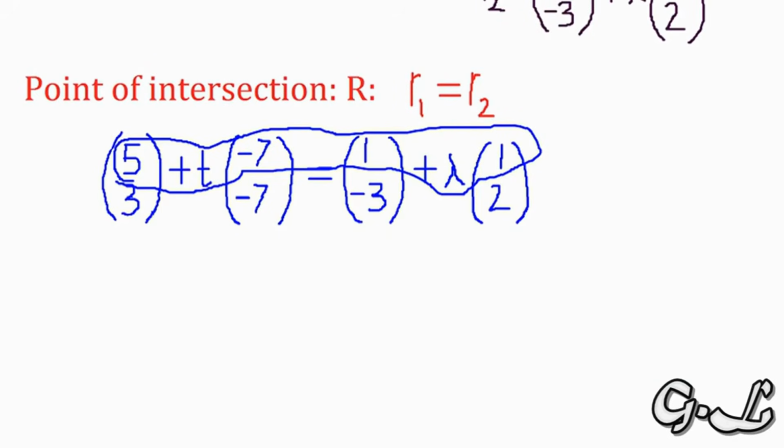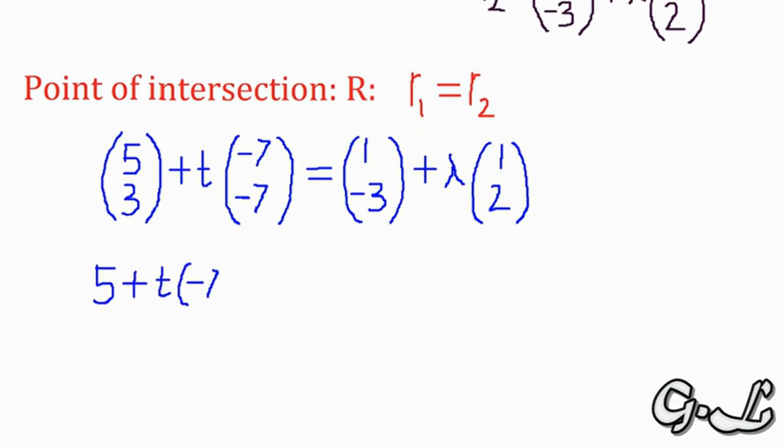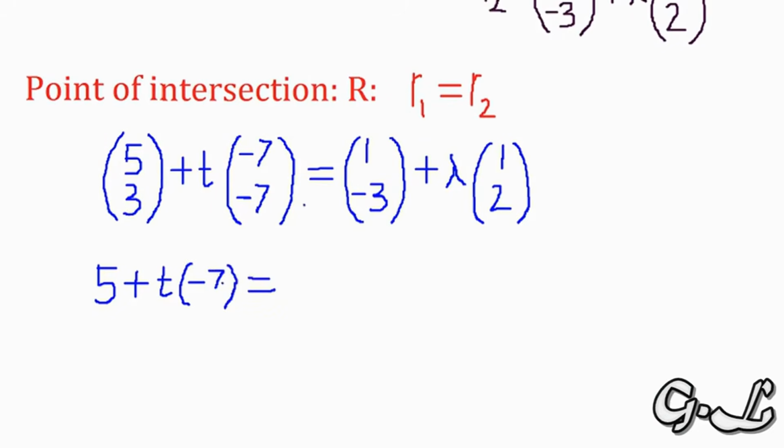So let's try to proceed. We're going to consider the top terms, the terms which are at the top. So we're first going to consider 5, plus t multiplied by -7 at the top, and then that is equal to 1, plus lambda, which is also going to be multiplied by the top term.